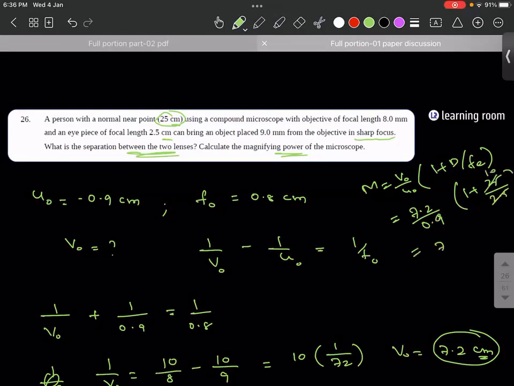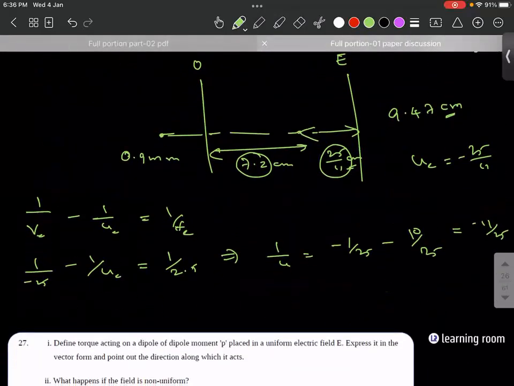So 72 by 9 is going to be 8. 8 into 11, answer should be 88. So it is 88 times magnified. Okay, I hope you understood.